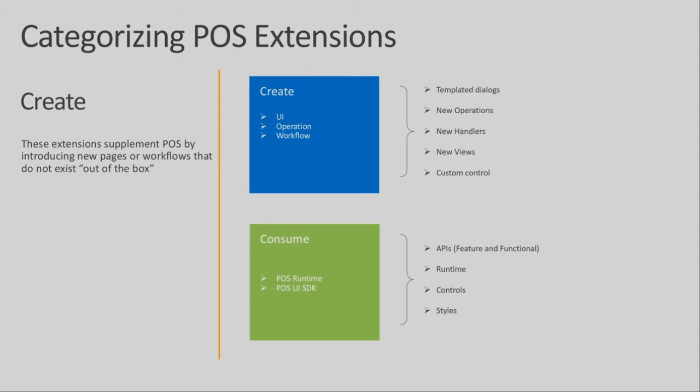And also within that consume, we exposed all our controls. I showed that in the sample view, right? You will see all our controls. Out of the box, POS comes with 15 to 20 controls, right? You want to reuse those controls. So for example, the data list, the numpad or the pivot button. If you want to reuse any of our controls, you can consume that in your extension. And also you can consume our styles.